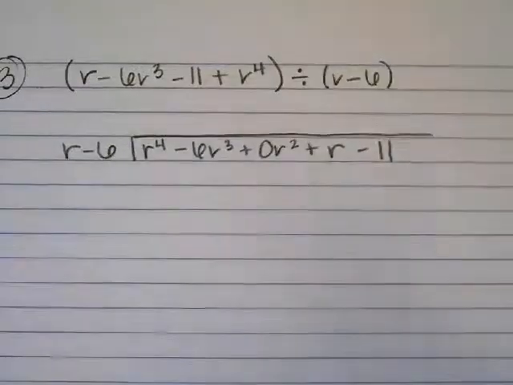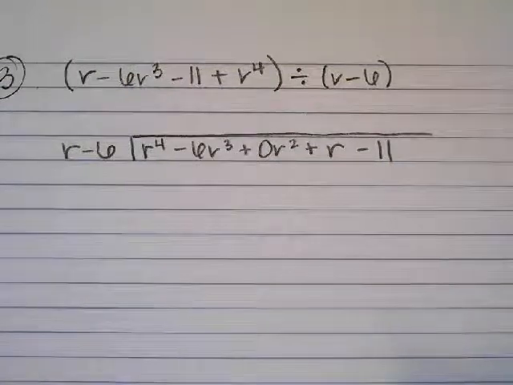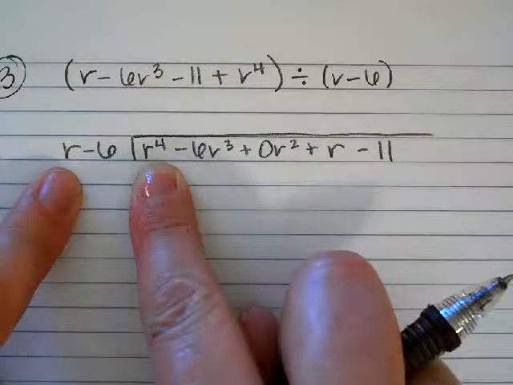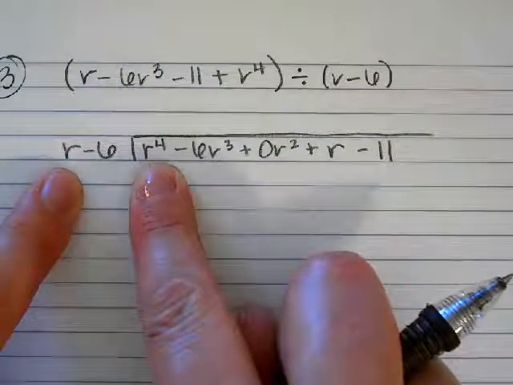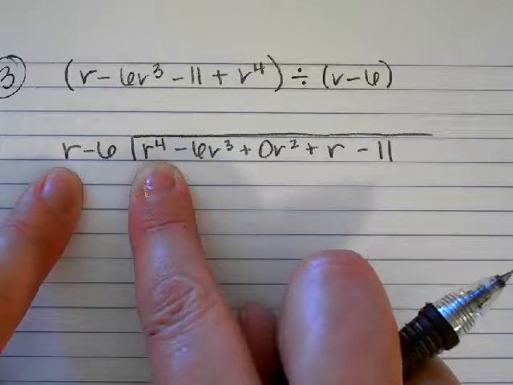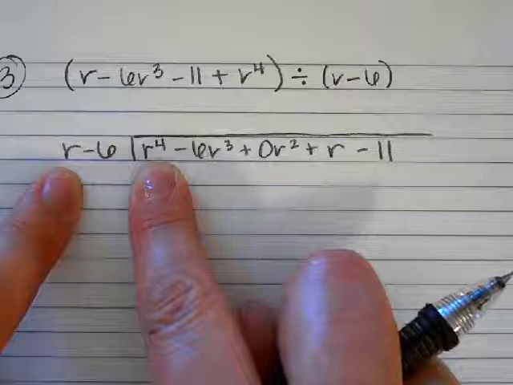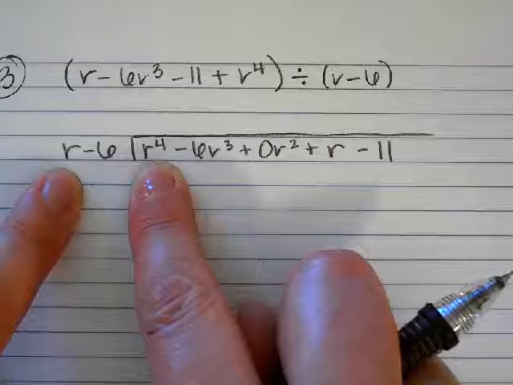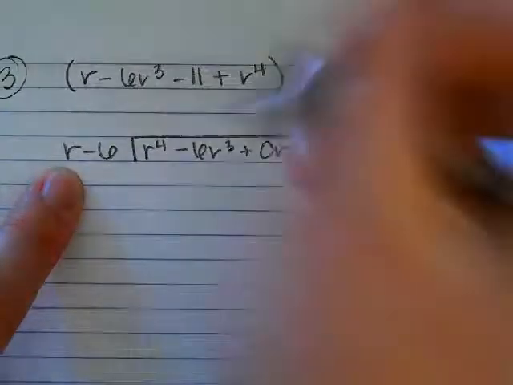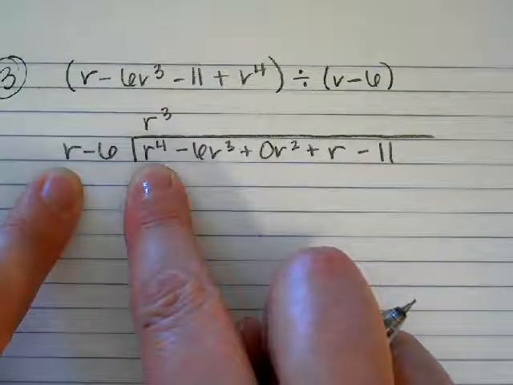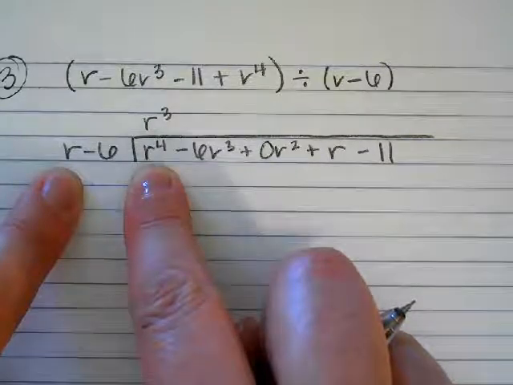Okay, so how do we start the problem off? We start with this one, and we ask ourselves a question. What do we ask ourselves? Yeah, r times what is r to the fourth? R to the third. So r times r to the third is r to the fourth. Okay? And then once you write that part on the top, what do you do next?